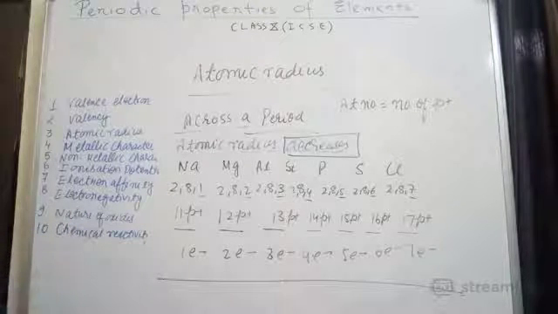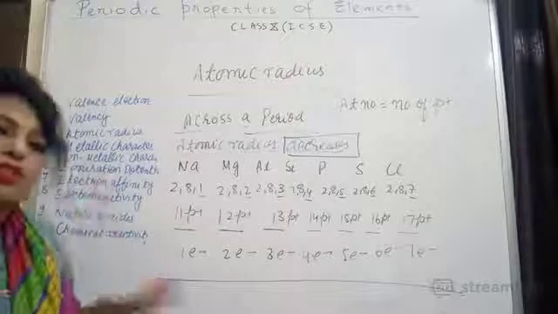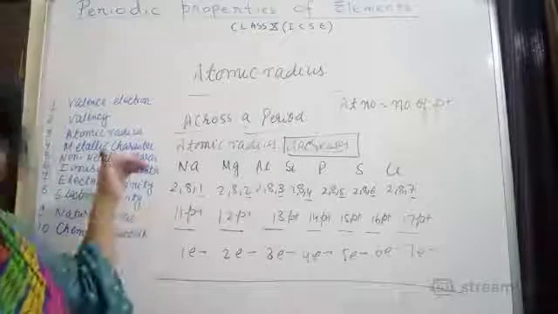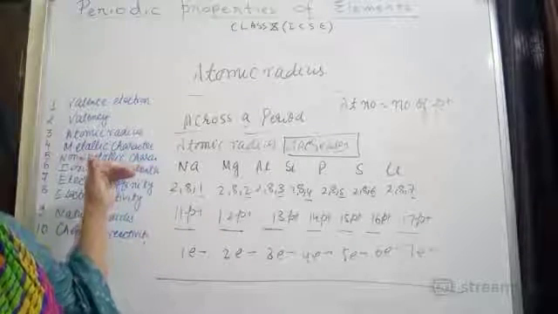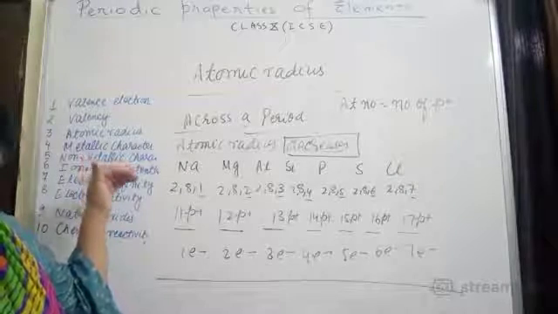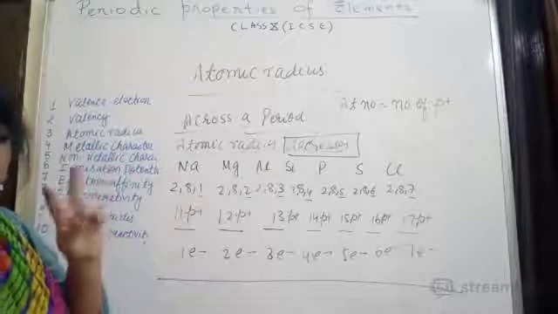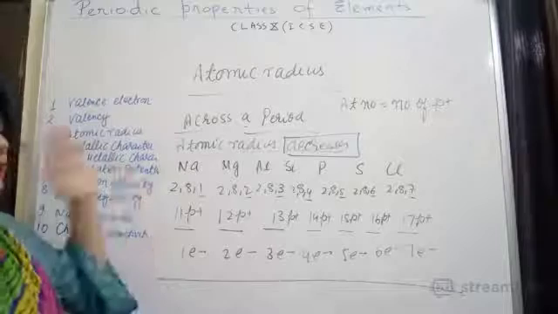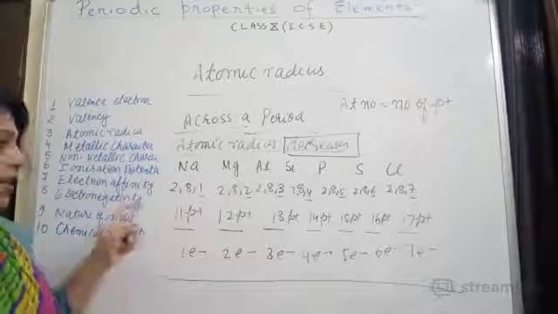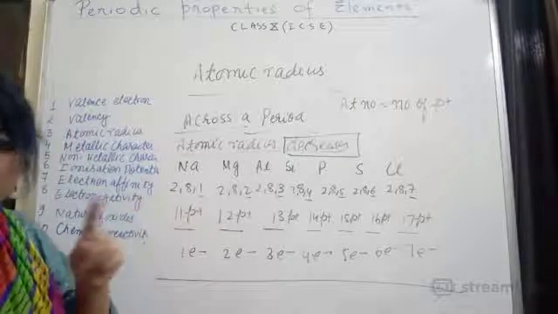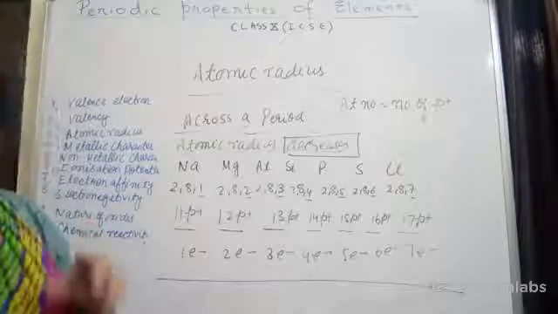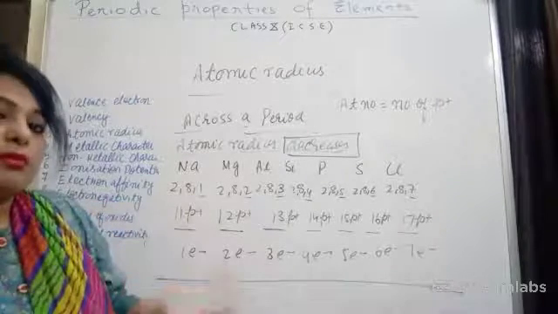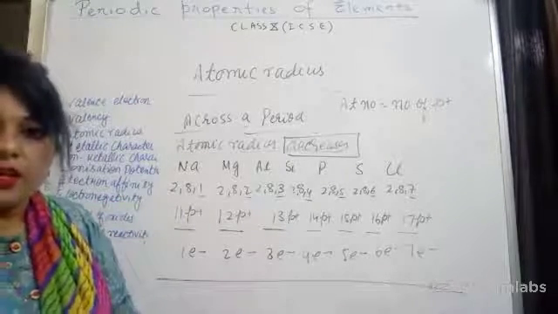So what are the two factors which are responsible for atomic radius? Please tell me. Anyone who can tell me what are the two factors which will affect the atomic radius? Now we have seen the number of shells also affects the atomic radius in case of a group.